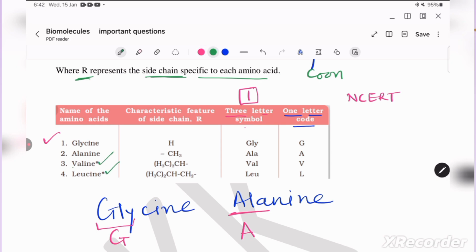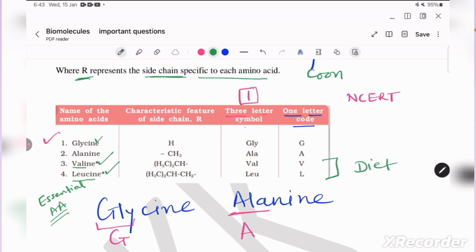So these two amino acids, that is valine and leucine, are very essential for our growth. So they are called essential amino acids because they are not synthesized in our body. They have to be consumed in the diet.